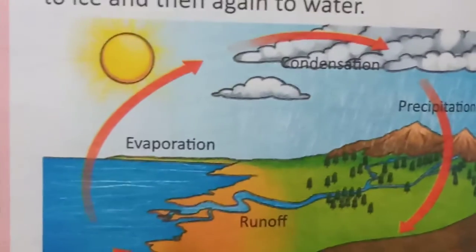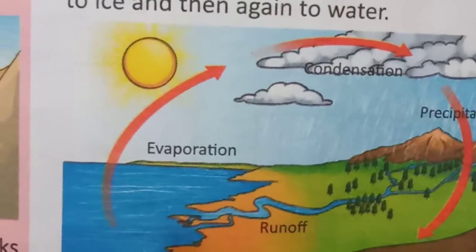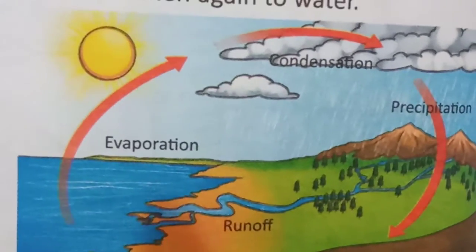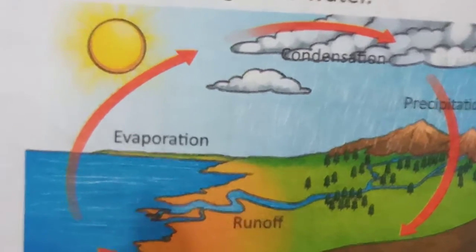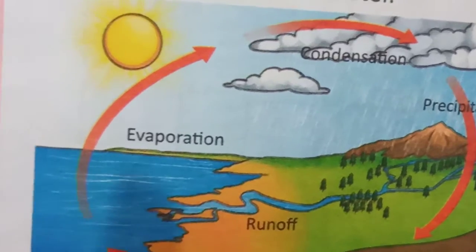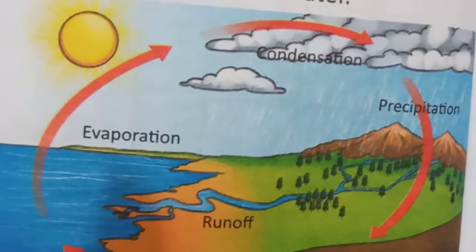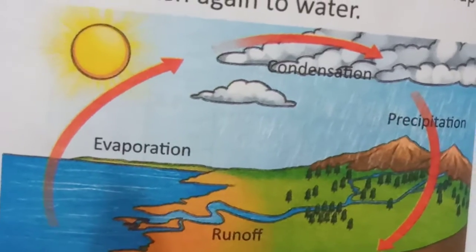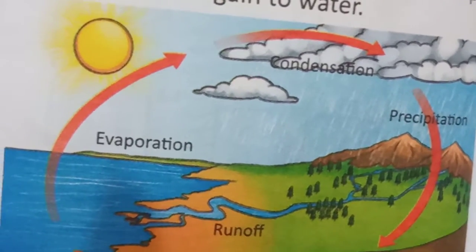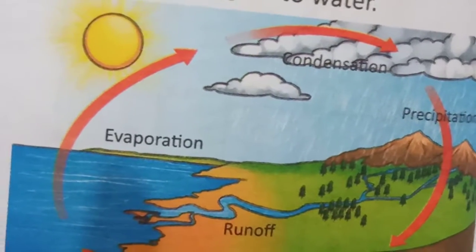Heat from the sun causes water in oceans, lakes and rivers to evaporate and rise into the sky. This water vapor collects in the sky in the form of clouds. As water vapor in clouds cools down and condenses, it becomes water again.